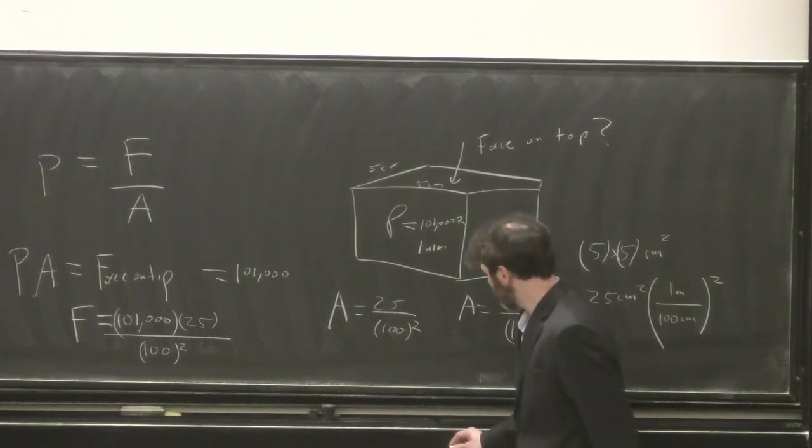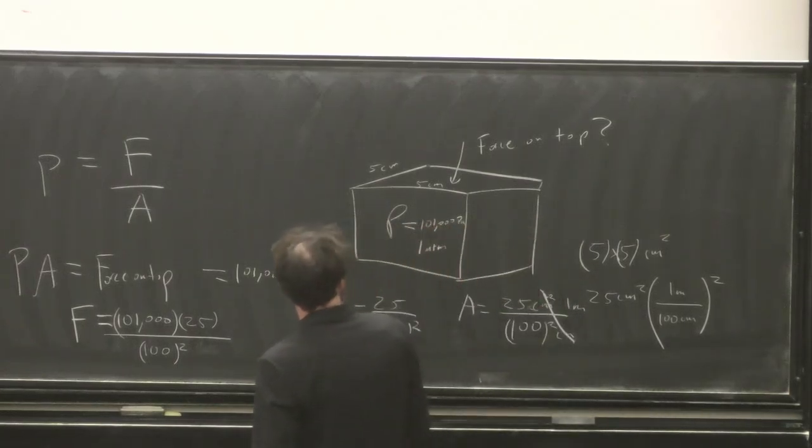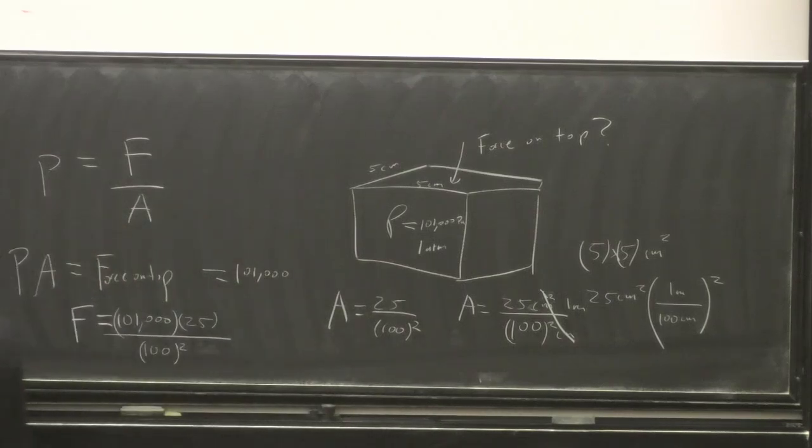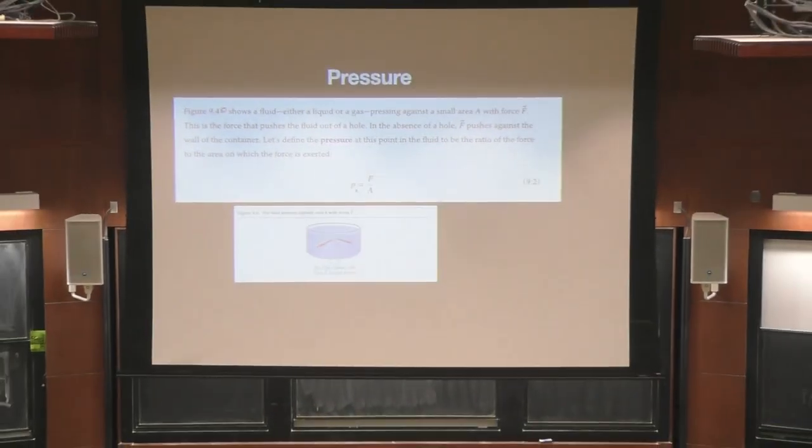Okay. Great. So that's the basic idea of how to do force on a side when you have the pressure. Or you can go backwards and find the pressure if you have the force per unit area. You can do that calculation in reverse and convince yourself of that one. Okay?